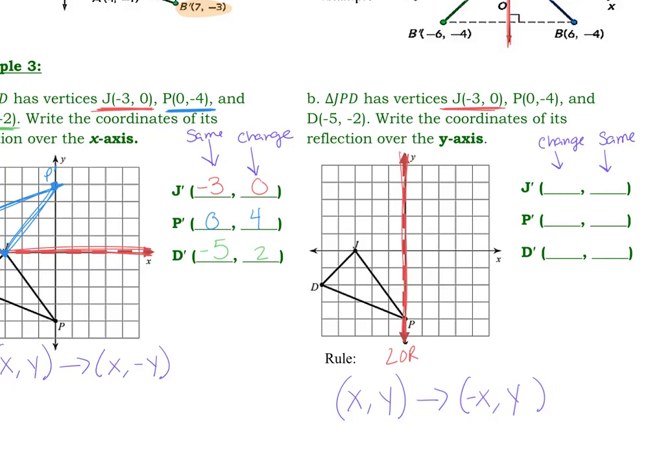The first number changes, the second number stays the same. Okay, so the first one will be a +3, and then the second number stays the same. Second number is a 0, so it's still going to be 0. All right? For the next one, p is located at 0, -4. What's p prime going to be? Caleb, what you got?